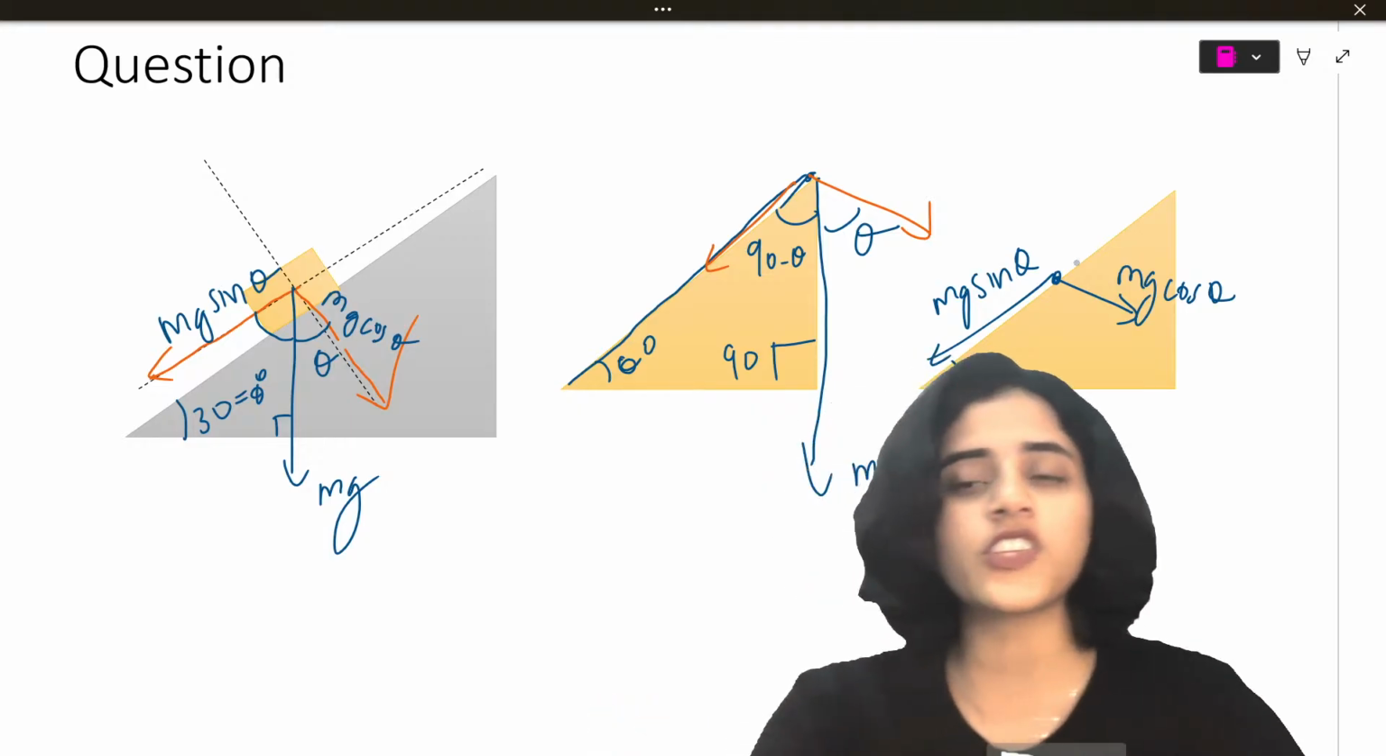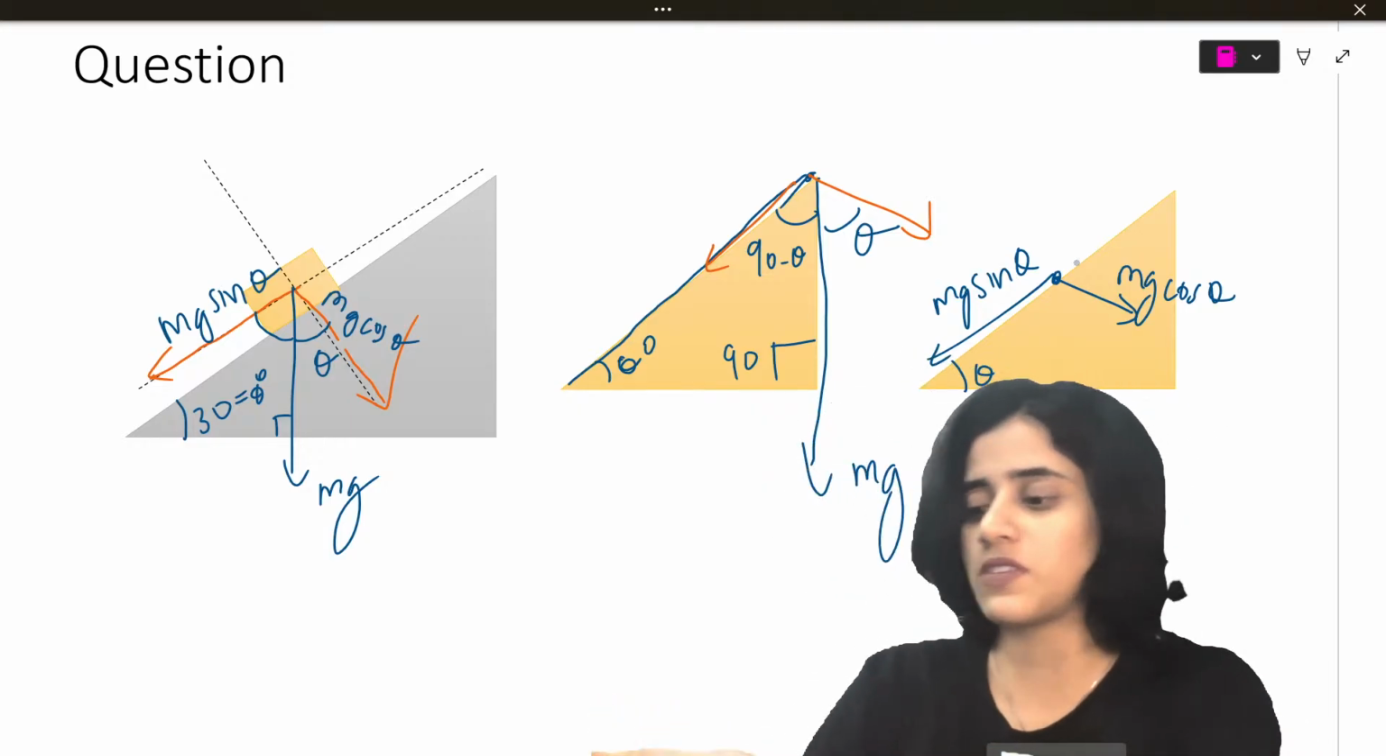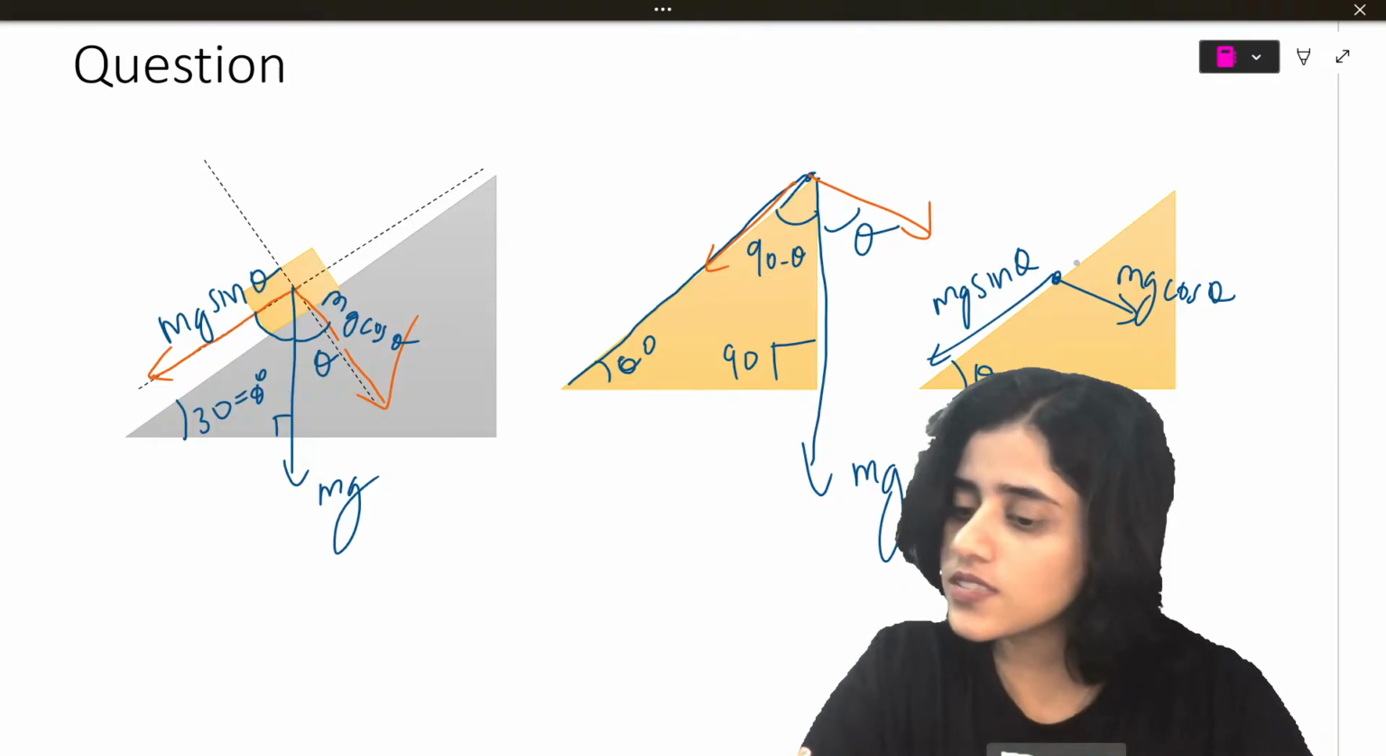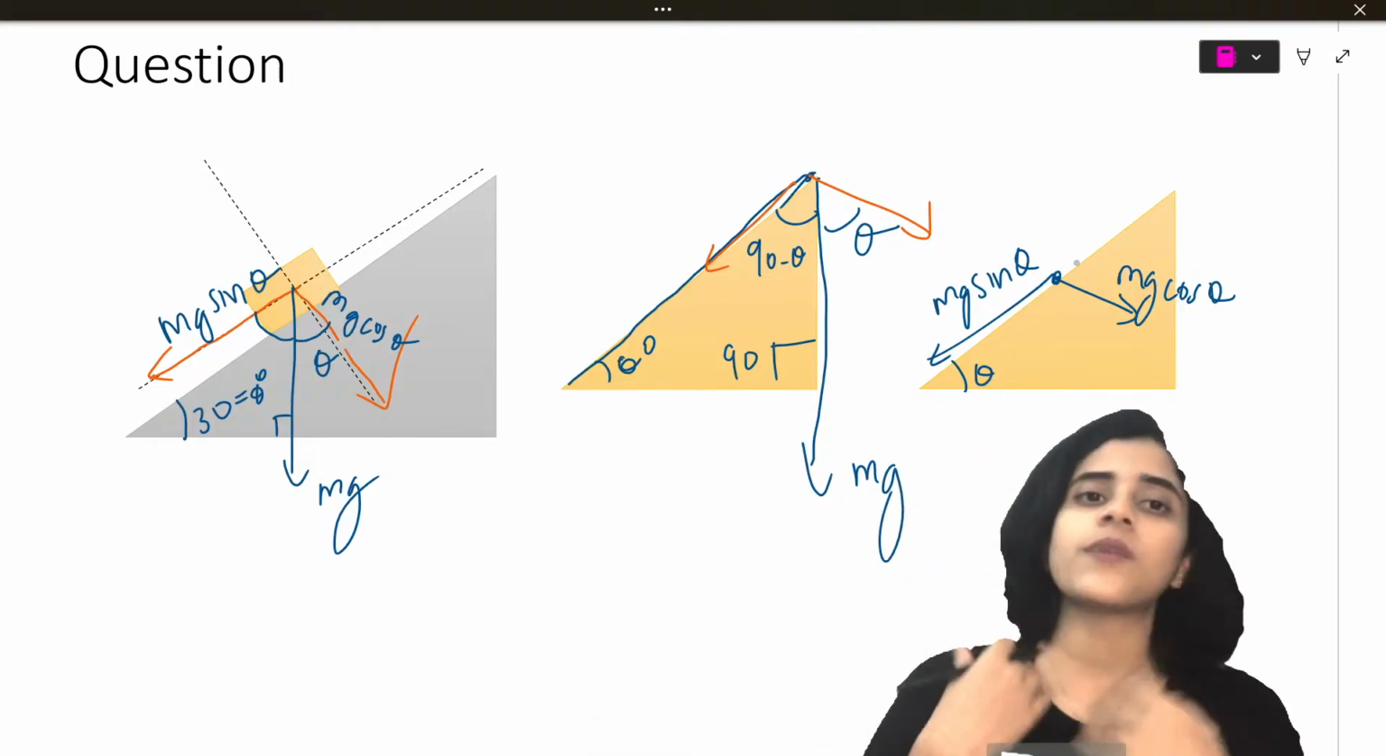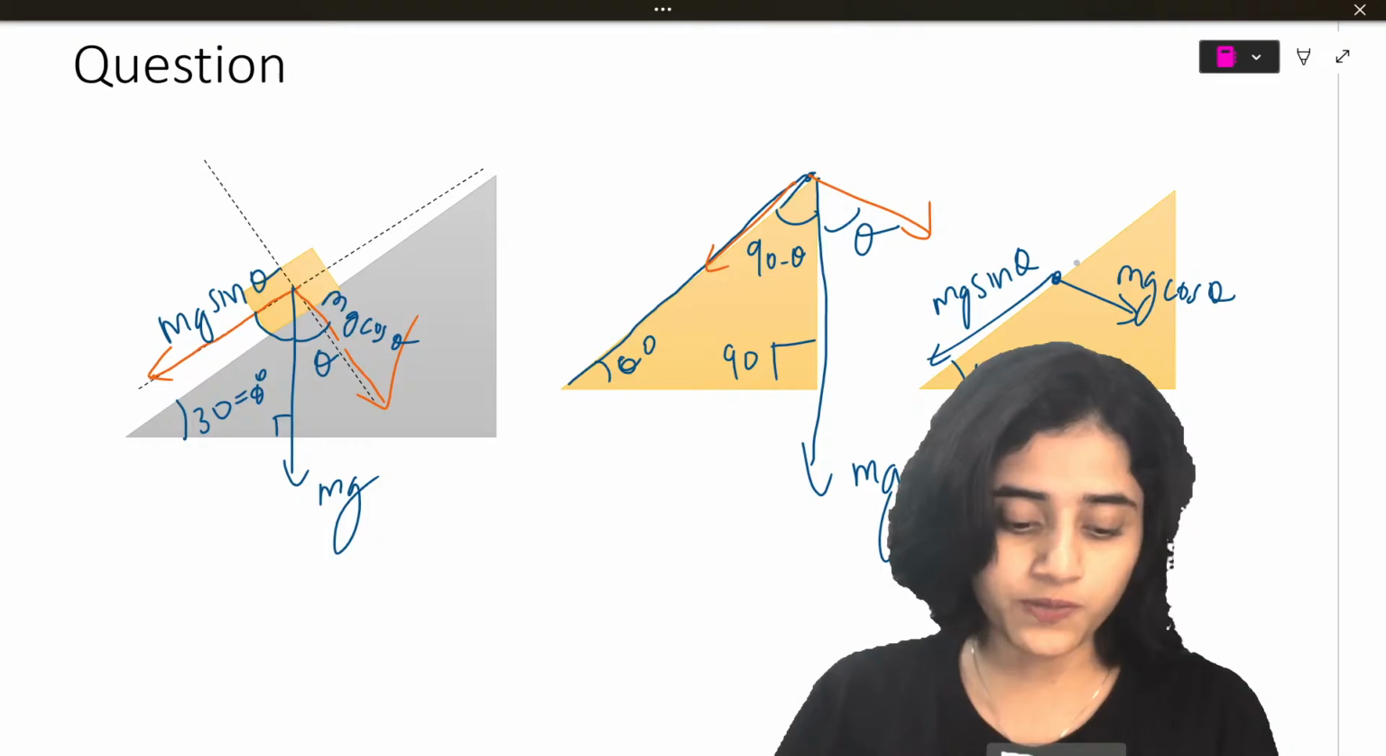Is this resolution part clear? Sorry, students. My phone is falling down. Stay there. Is this resolution part clear to you?